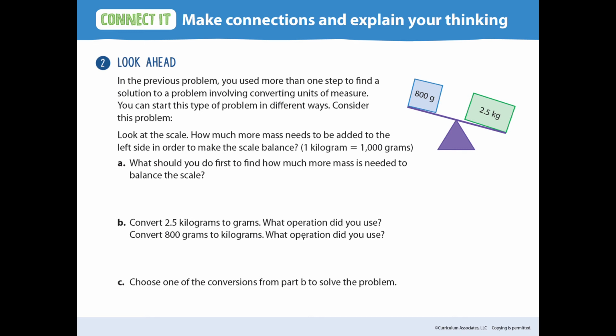We are going from a larger unit to a smaller one. There will be more, the number of grams will be more than the number of kilograms. So we would do 1,000 times 2.5. I'll write that down, 1,000 times 2.5. And when we're multiplying by these powers of 10, all we have to do is move the decimal. So 1, 2, 3, and we would get 2,500. And we used multiplication. Okay.